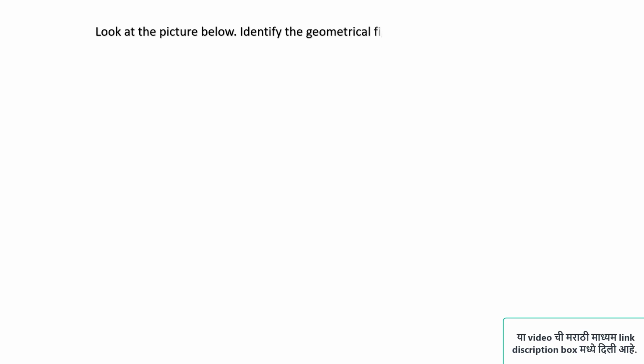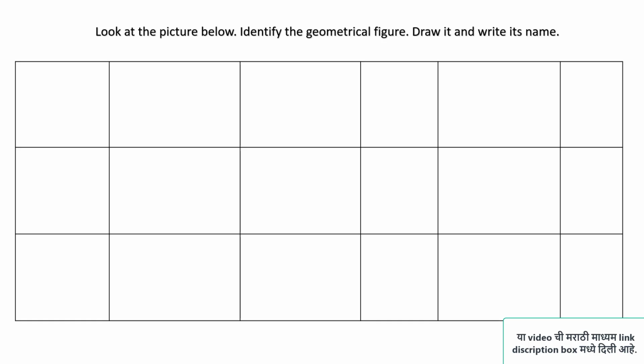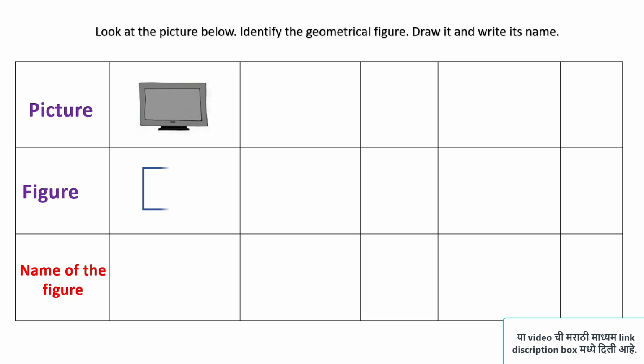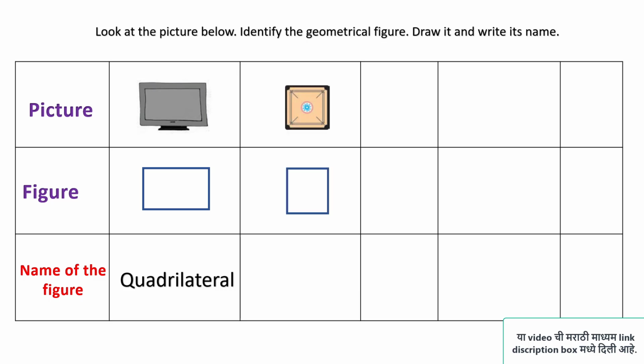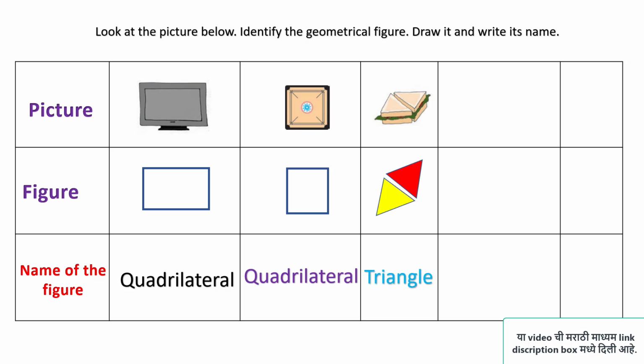Identify the geometrical figure. Draw it and write its name. Here it is a table. Picture, figure, name of the figure. Look at this picture and draw a figure in this type. Now the name of the figure is quadrilateral. Now look at another picture and the figure is in this way and the name of the figure is quadrilateral. Look at this picture. The same figure is this one and the name of the figure is triangle.